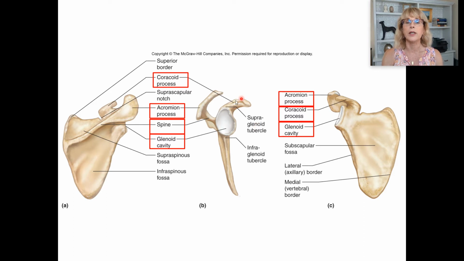Then there's another process. Here it is, just sticking out there. Well, to the people who named it, it looked like the head of a crow. So they called it the coracoid process, which means looks like a crow. That gives me a reminder that when you're learning the names of all of these things, the most important thing that you need to know, besides what the name is, is how to spell it. You don't need to know how to pronounce it, not from my class, all right?